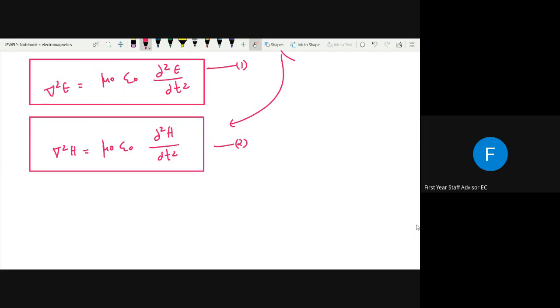In order to find that, we compare these two equations with our general wave equation. What is the general wave equation? We already wrote that the general wave equation for a wave represented by amplitude or displacement psi can be del square psi equal to 1 by v square dou square psi by dou t square. This is the general wave equation.